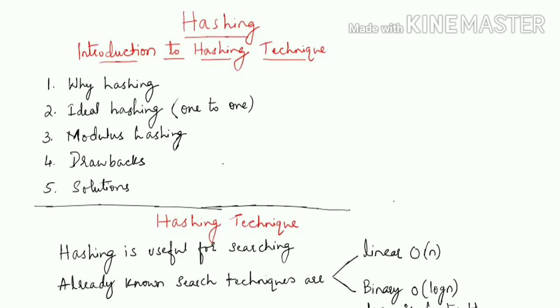In this session we will see hashing in data structures. We'll see an introduction to hashing techniques, and in this session we'll see why hashing is required, what is ideal hashing, that is one-to-one mapping, what is modulus hashing, and what are the drawbacks of ideal hashing, and we'll see the solution to the drawbacks of ideal hashing.